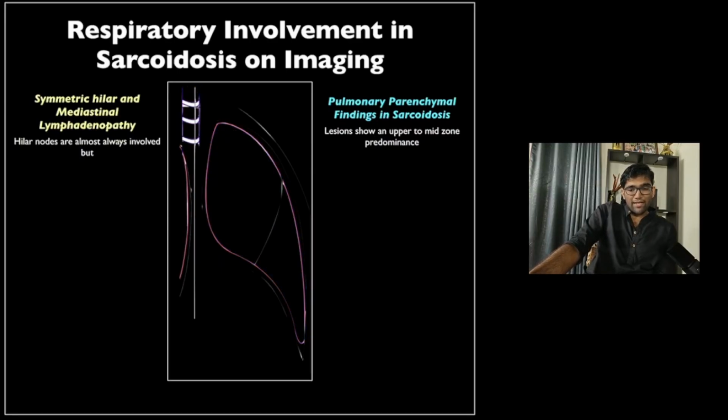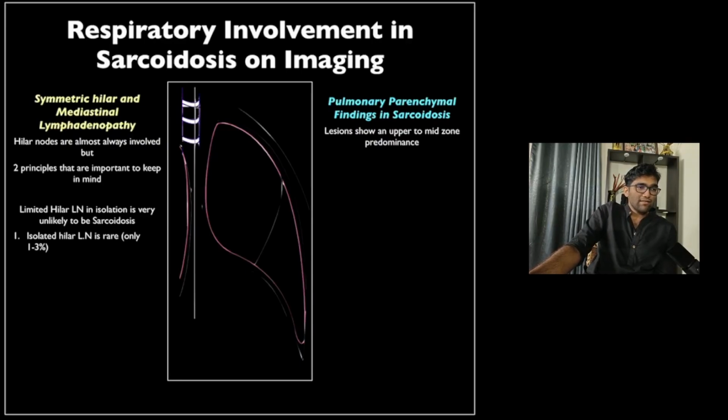Now, the hilar nodes are almost always involved in cases of sarcoidosis, but there are two principles that are always important to keep in mind when considering whether or not sarcoidosis may be responsible for hilar lymphadenopathy. The first is that limited hilar lymphadenopathy in isolation is very unlikely to be sarcoidosis. What that means is that isolated unilateral hilar lymphadenopathy is a very uncommon presentation in sarcoidosis, and it is only found in 1 to 3% of cases and likely represents either an infection or a malignancy. Similarly, an isolated anterior or posterior mediastinal lymphadenopathy is again rare.